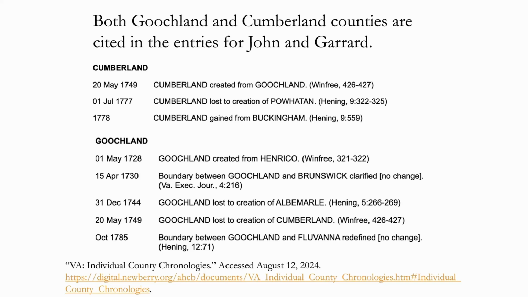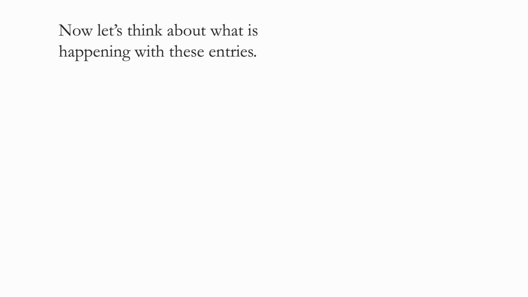So here we have Cumberland County. It was created in 1749 and Goochland in 1728. Both of them sort of fit as being in existence, and so that's possible. So it could be different. They could have been not created, in which case, where in the world did they get the entries? So let's think about what's happening with the entries here.